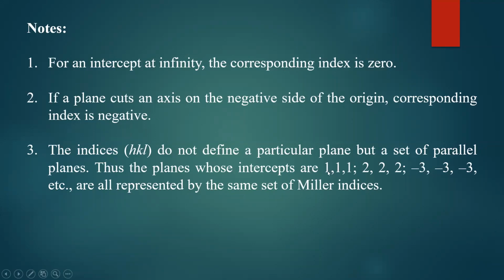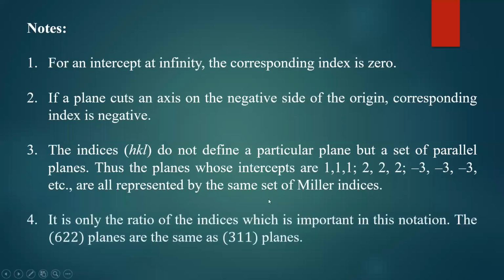Suppose the intercepts are 1, 1, 1. If you find the Miller indices, take the reciprocal, that will give you 1, 1, 1 only. Then if the intercepts are 2, 2, 2, you take the reciprocal and you will get 1 by 2, 1 by 2, 1 by 2. The common denominator is 2. Multiply by 2, and again you will get the Miller indices 1, 1, 1. Therefore, Miller indices define a set of parallel planes.